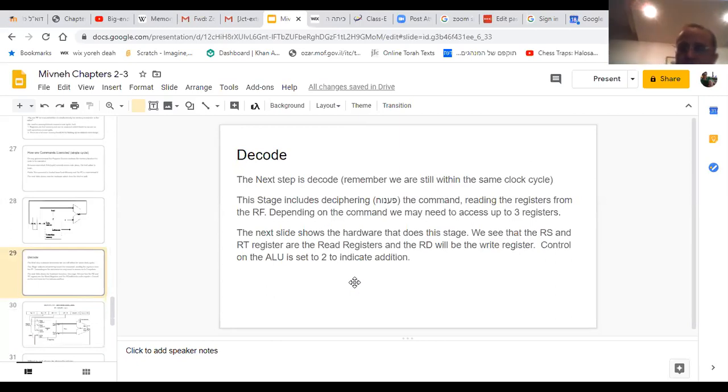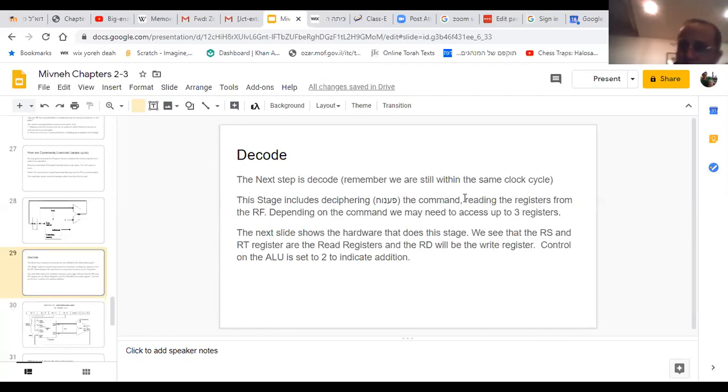Reading the registers from the RF. Depending on the command, we may need to access up to 3 registers. So this stage includes figuring out what the command is and reading the registers from the RF.